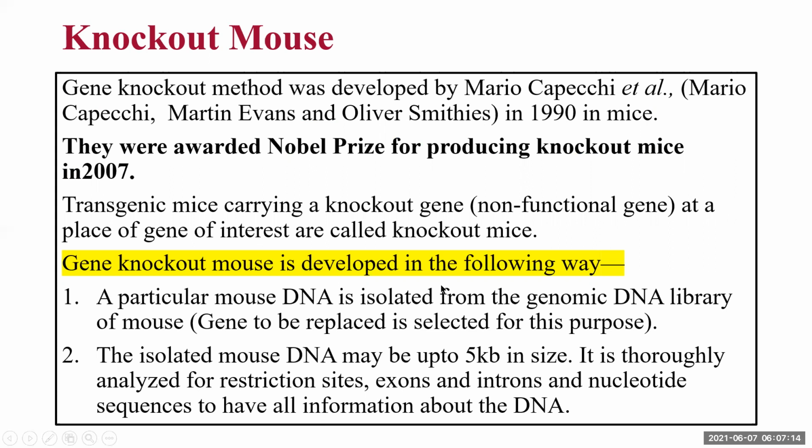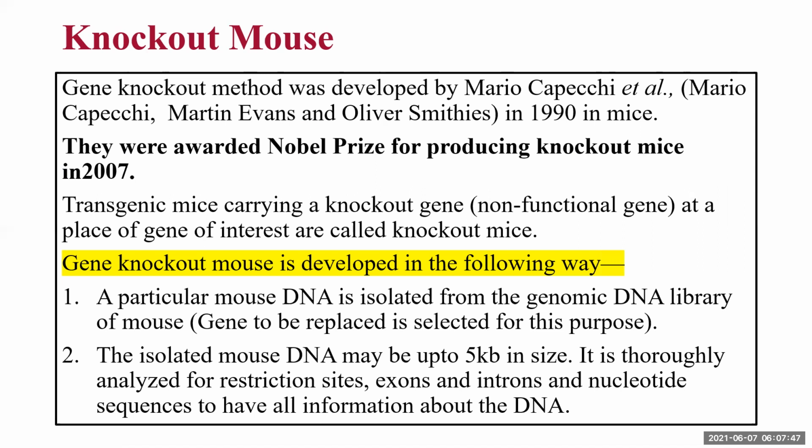Now, gene knockout mice are developed in the following way. How do we develop a knockout mouse? First, a particular mouse DNA is isolated from the genomic DNA library of mouse. Which gene do you want to replace? Which gene do you want to remove, which function do you want to remove? The gene to be replaced is selected for this purpose.